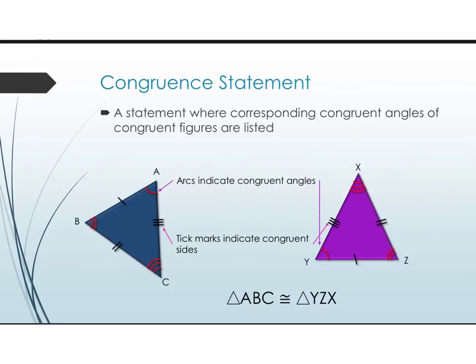Now on my quiz and test, you'll be expected to tell me the congruency statement. A couple of things are important in this. So first off, it's a statement where corresponding congruent angles of congruent figures are listed. Now remember here, we know this, arcs indicate congruent angles. So this angle and this angle are congruent. The one with 2 marks is congruent to the one with 2 marks. The one with 3 marks is congruent with the one that has 3 marks.